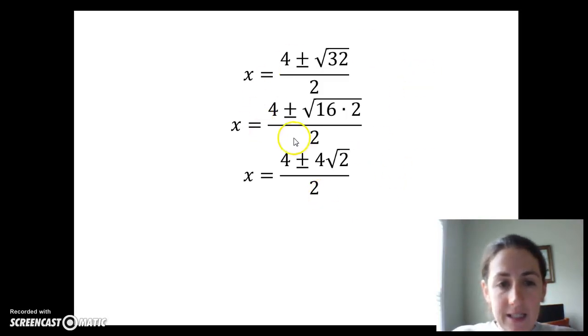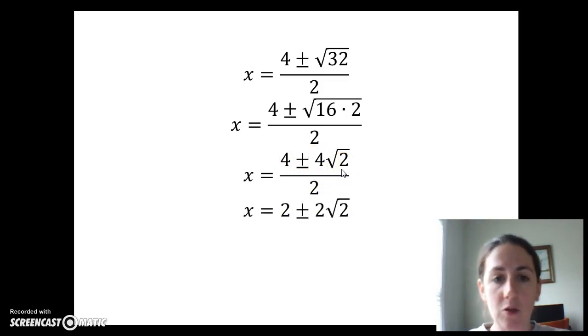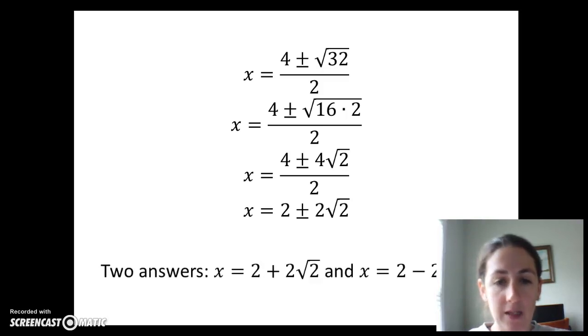And so now what we're going to want to do is simplify. We're dividing this entire numerator by 2, which means we divide each of the pieces by 2. So we can simplify the 4 divided by 2 and the 4 divided by 2, which gives us 2 plus or minus 2 root 2. So we end up with two answers. X equals 2 plus 2 root 2, and x equals 2 minus 2 root 2.